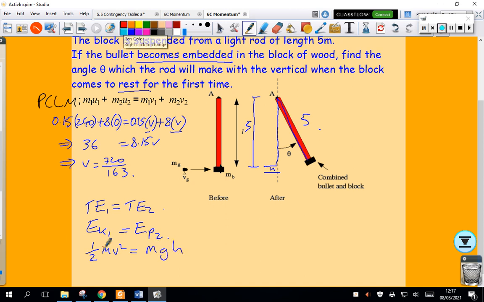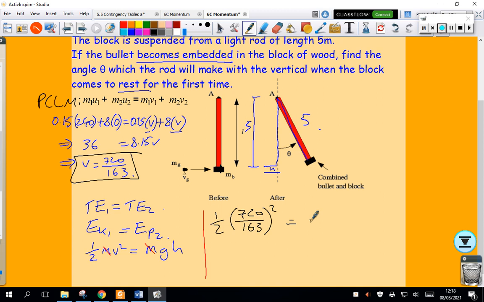And notice, as always, when we use the principle of conservation of energy on an object, the masses cancel. So I'm going to get a half times the velocity squared, that's 720 over 163 all squared. That's its velocity. We figured out that was its initial velocity. And that's going to equal g multiplied by h. So to find h, the height to which it rises, we're just going to divide on both sides by g. So it's going to be 1 over 2g times 720 over 163 all squared.